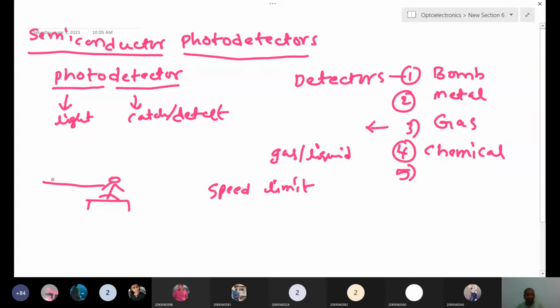Depending on the speed of this laser light, how much time it took to reach the object and how much time it took to reflect back to the detector. Once this signal is caught, they can estimate how much speed you are going, whether you are in limit or out of limit. Then they will give you a fine. These are detectors, and many detectors are there.